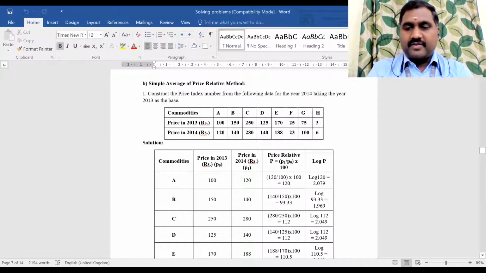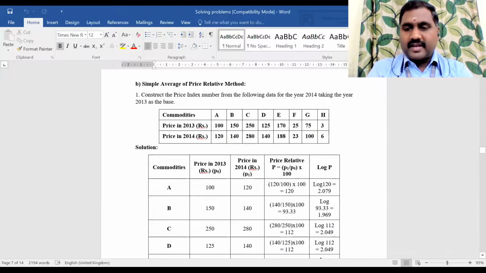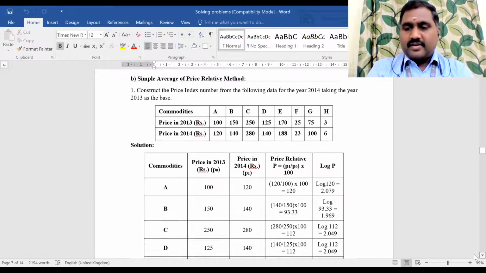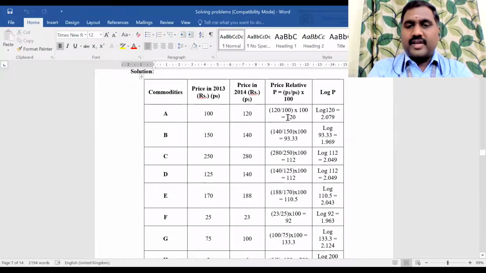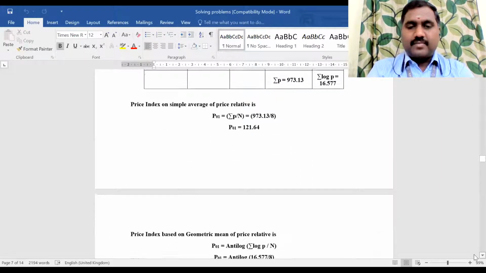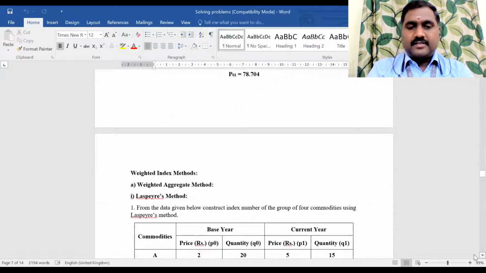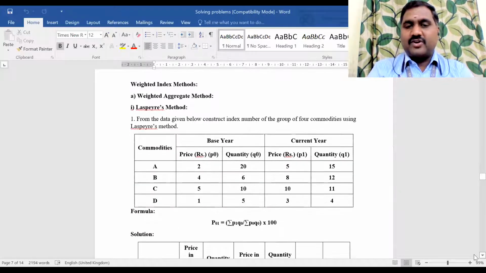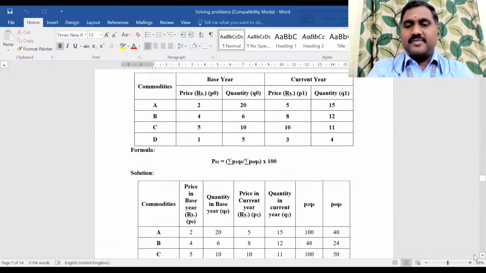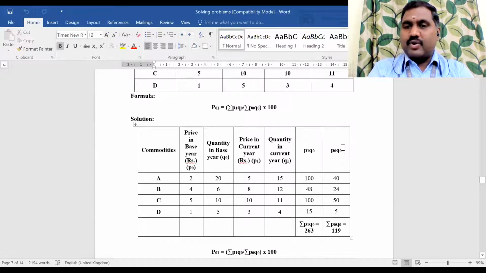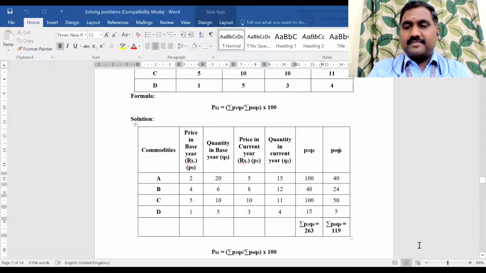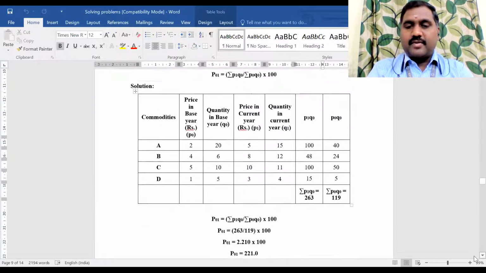Fine. This is a problem that we worked out in the previous class. We had solved the problem under the simple aggregate method. I told you, right? You have to calculate the P for each commodity, find the log P value, and substitute in the formula. And this is a weighted index method, weighted aggregate. We have solved the Laspeyres method, right? In the Laspeyres method, we calculated only two things because this is what we needed in the formula. So it is enough if you calculate this. And we substituted in the formula and got the value.